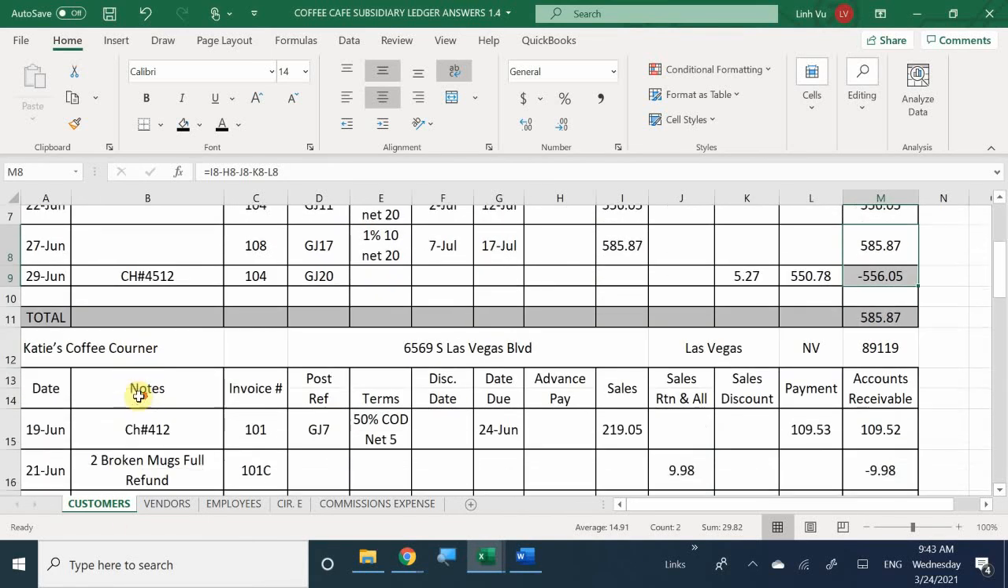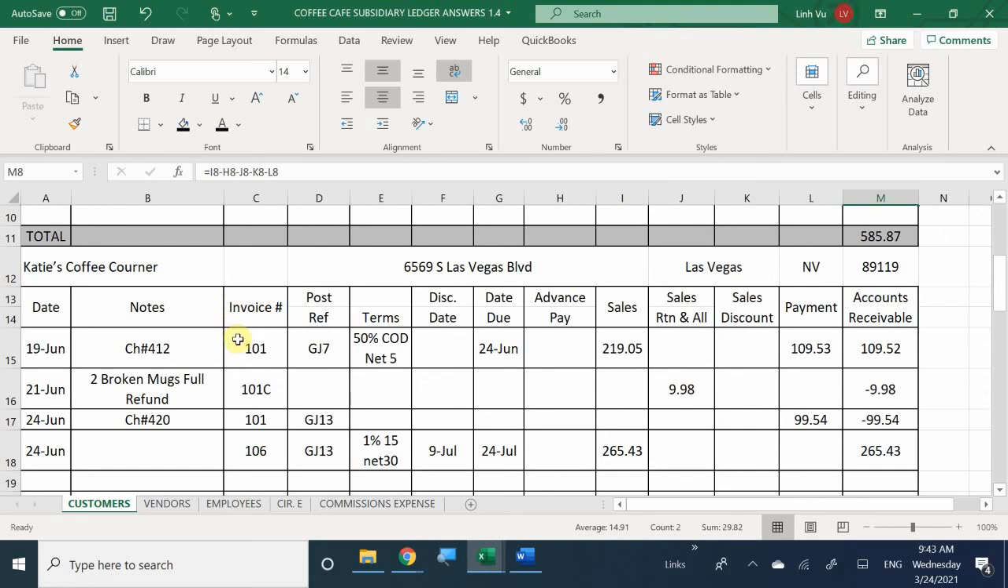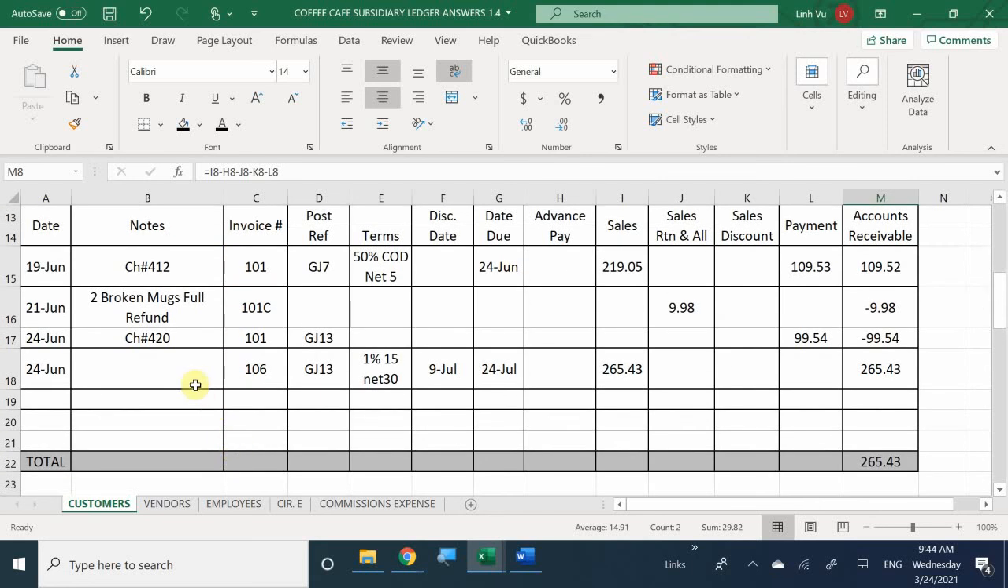Okay, here's Great Restaurant. Katie's Coffee Corner. Invoice number 106. Perfect. Did we make any changes to this 106? No. Nope. So how much should we receive from her? 265.43. All right, now let's take a look. Did she make the discount period? Yes, she did. So therefore, we need to do another calculation.